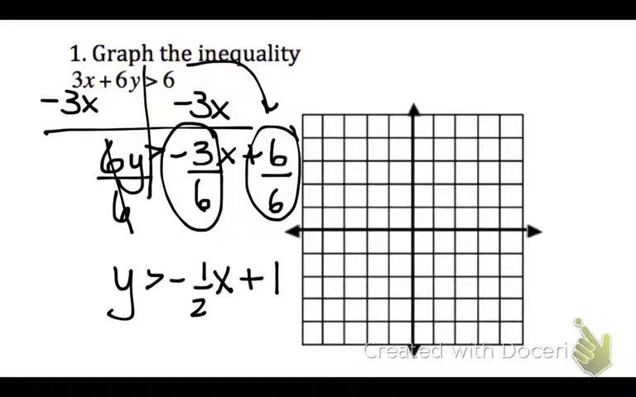So this is easier to graph. Plus 1, and it's going down negative 1 over 2. So down 1 over 2. If I work backwards, it's up 1 and back 2. This is going to be a dotted line. I don't think I have the ability to do a dotted line on here, so I'm just going to have to write it in. And it's greater than, so we're going to shade above.